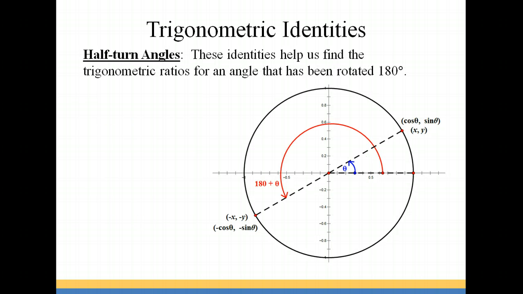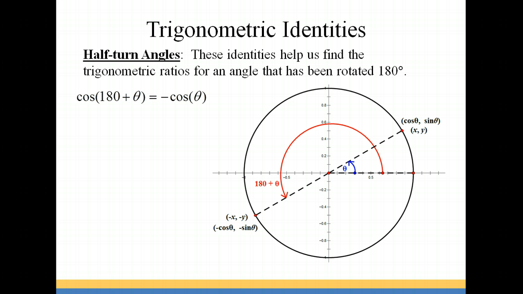Next, we're going to look at half-turn angles. And these are angles where we have added 180 degrees to the angle measure. So if you think about it this way, we've got theta here, and then we're going to go another 180 to get over here, which means that we've done a rotation symmetry with that ordered pair. So if you have xy over here, it's going to become negative x, negative y in quadrant 3. And that means that we went from cosine, sine to negative cosine, negative sine.